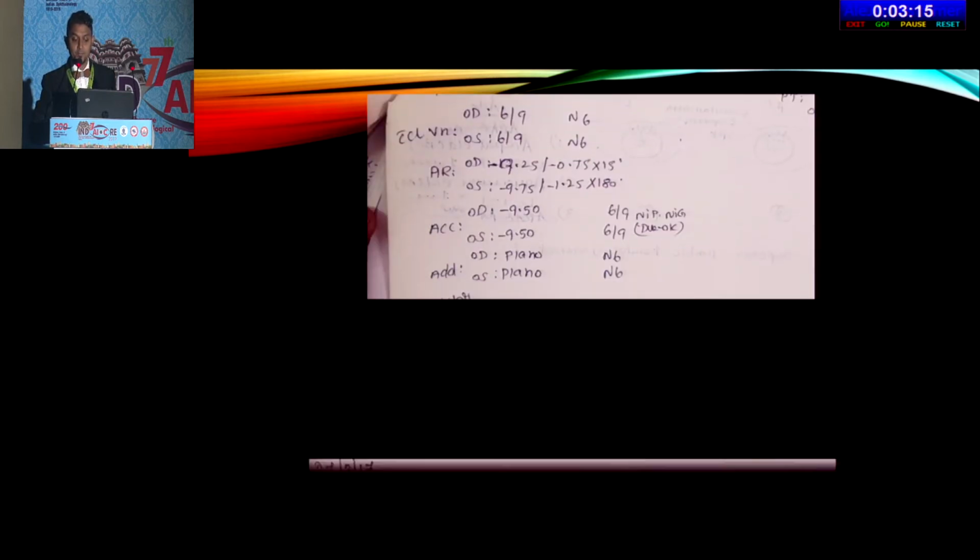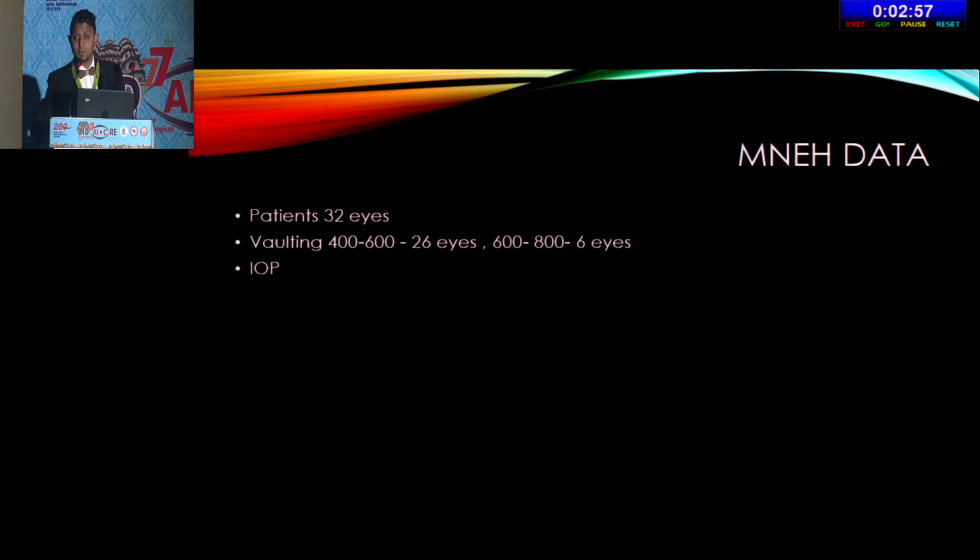A few tips: inject the lens slowly, inject the first half inside, wait for it to open up before you inject the other half, and then start injecting the leading half. In the data, we have done around 32 eyes. The vaulting is pretty good, 400 to 600 microns, in around 26 eyes. In the other 6 eyes, the patient was a little more myopic with a bigger anterior chamber. Intraocular pressure was good in all the patients.